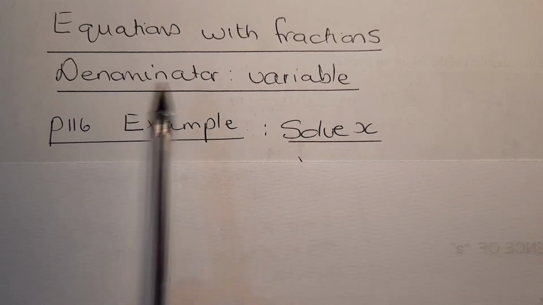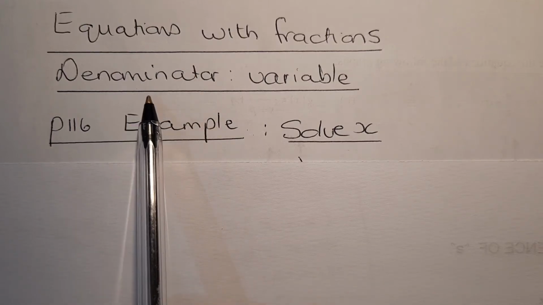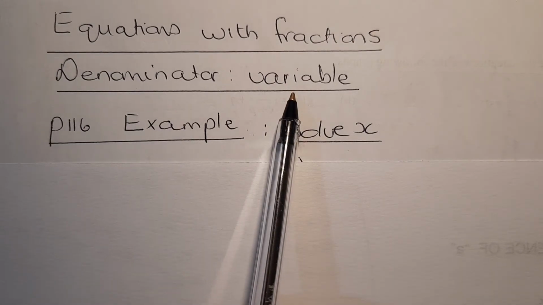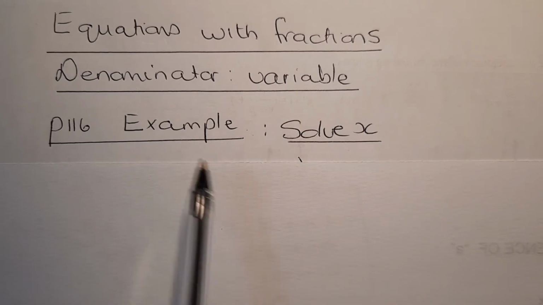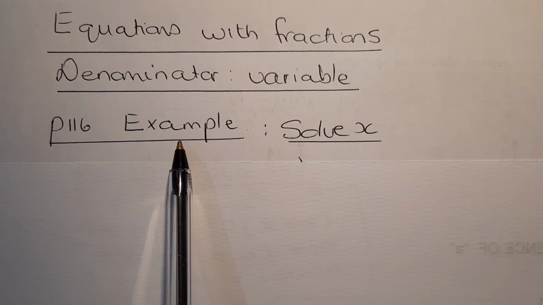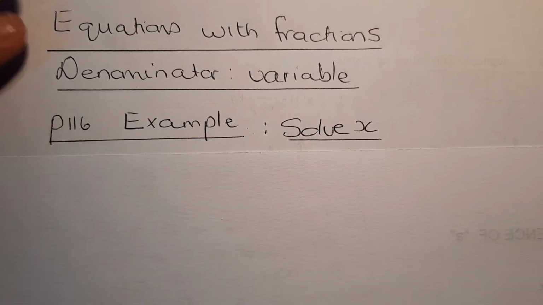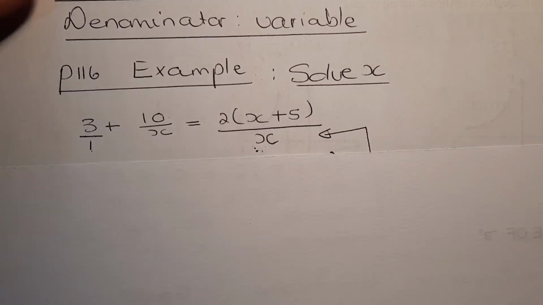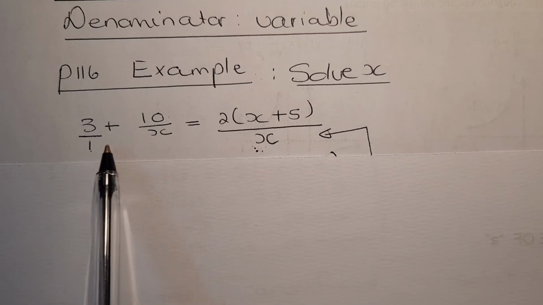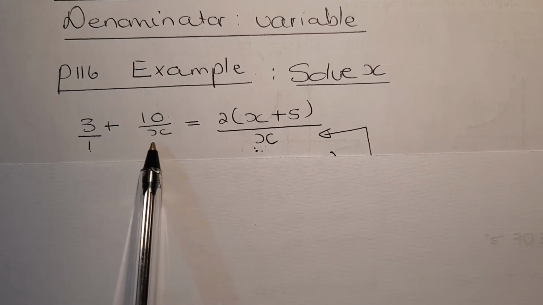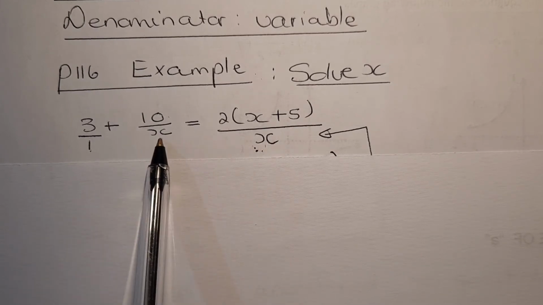We are now going to look at equations with fractions, but where the denominator is a variable. That means the letter of the alphabet. I'm doing the example on page 116, and still it's equations, it is solved for x. So if I have this example here, we see that x is in the denominator.